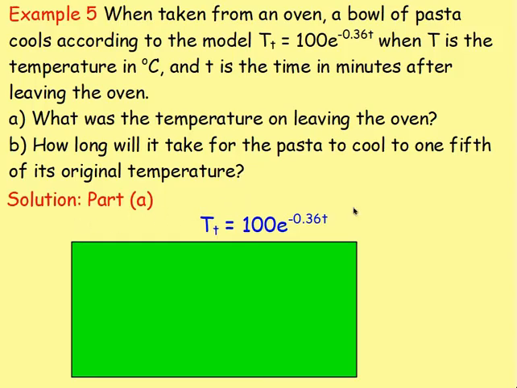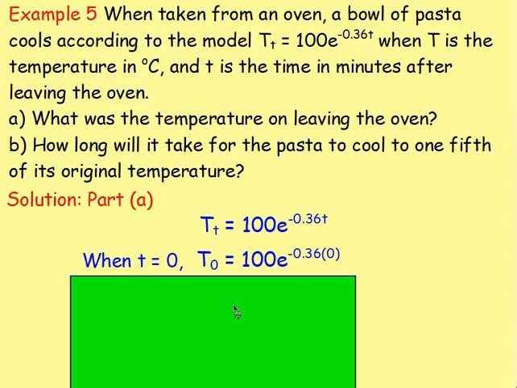So for part A, this is the formula that we are given. T is going to be the temperature at time t, so small t is going to be the time. First of all, what's the temperature on leaving the oven? Well, when it leaves the oven, that's when the timer will start. So t is going to start from 0. So when t equals 0, the temperature at time 0 is going to be 100e to the power of negative 0.36 times t, and t is 0.